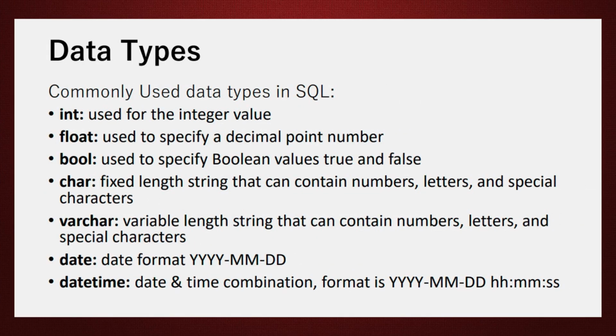SQL data types. These are used to define the type of value that can be stored in a column. Most of the commonly used data types in SQL are called int. We use int for integer values. We have float. We use it to specify a decimal point number. We have bool. We use it to specify Boolean values true and false. We have char. We use it for fixed length strings that can contain numbers, letters, and special characters.